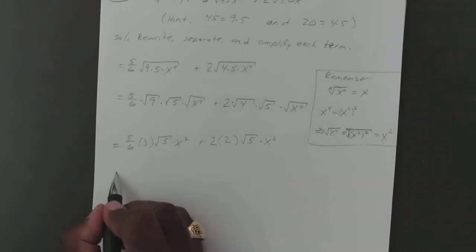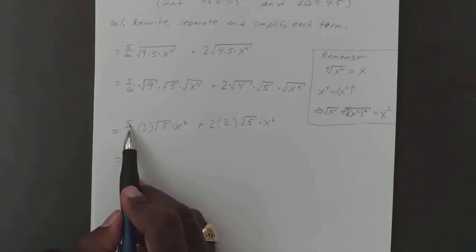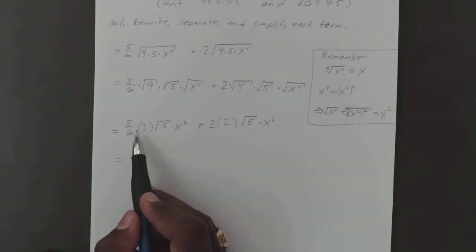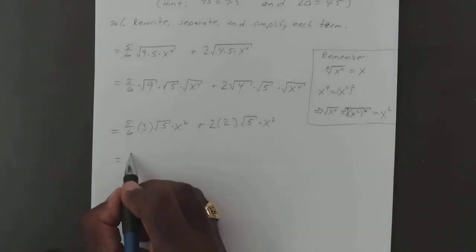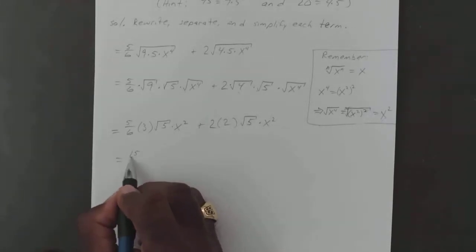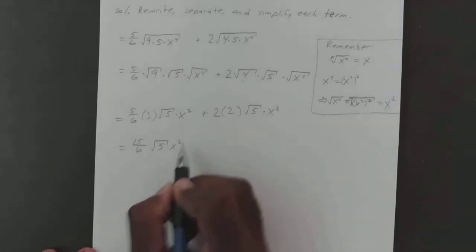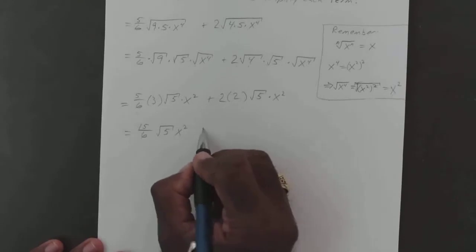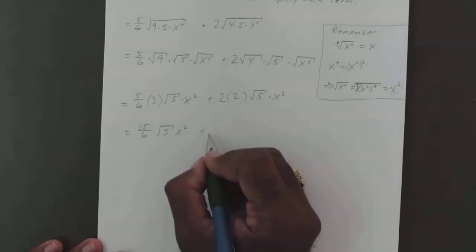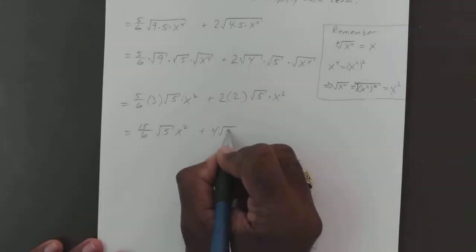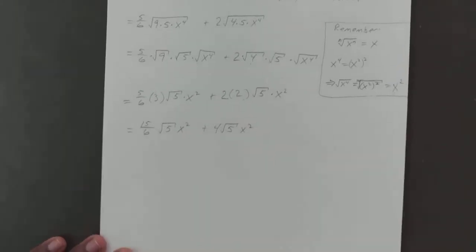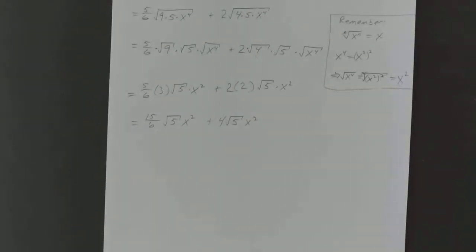Okay, so now we have 5 over 6 times 3. We can make that 5 over 6 times 3 over 1, which will be 15 over 6. And we'll simplify that in the next step. Square root of 5, x squared, plus 4, square root of 5, x squared. Okay. Actually, you can put the x squared next to that one if you wanted to. Doesn't really matter the order.